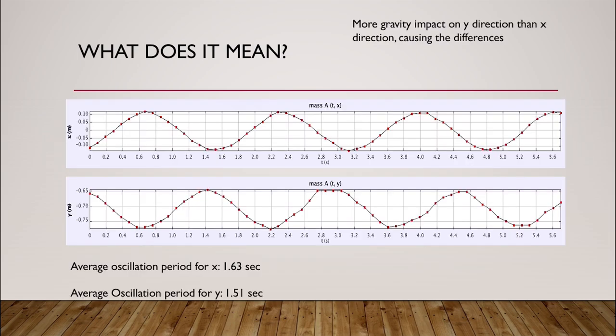We will now move on to the second what does it mean question. In this, we will compare the x and y directions. The average oscillations in the x and y direction are similar, but they are not exactly the same, as you can see. The average oscillation in the y direction is slightly smaller than the average oscillation time in the x direction.